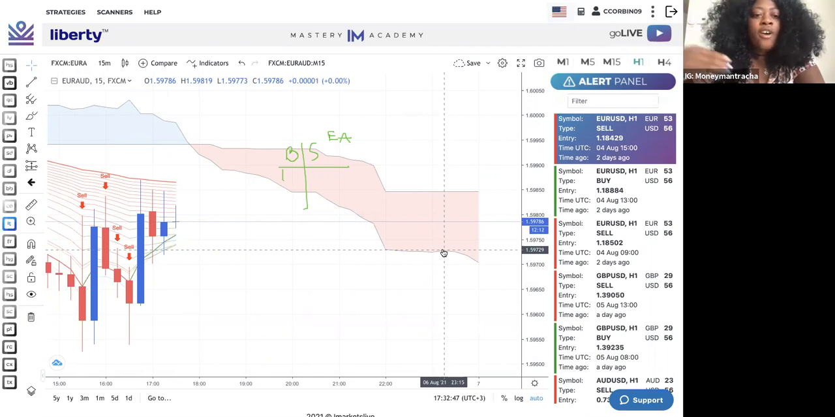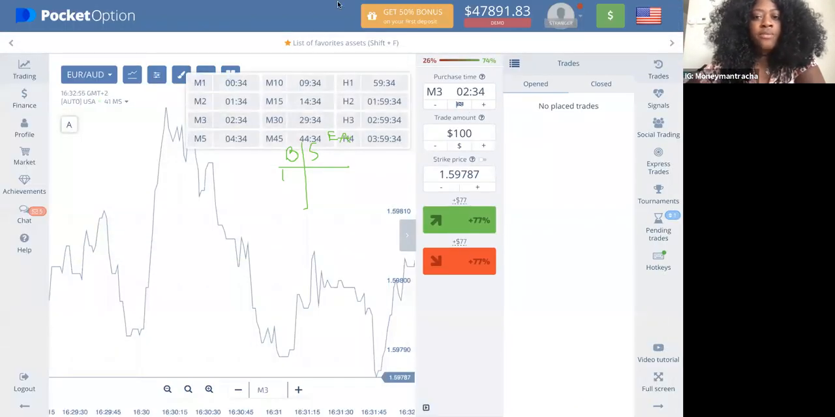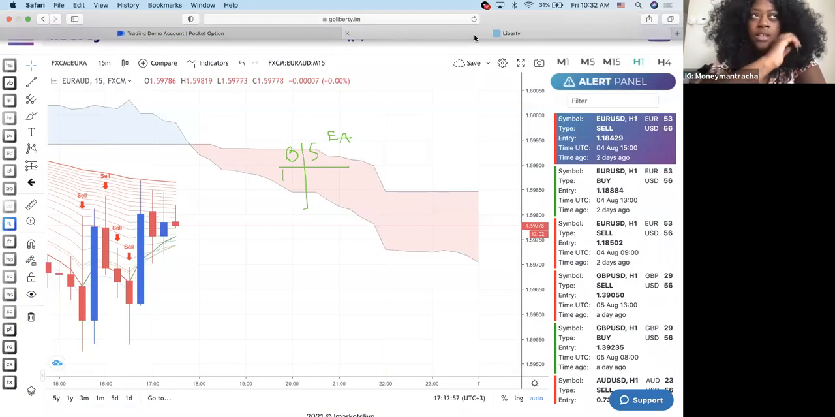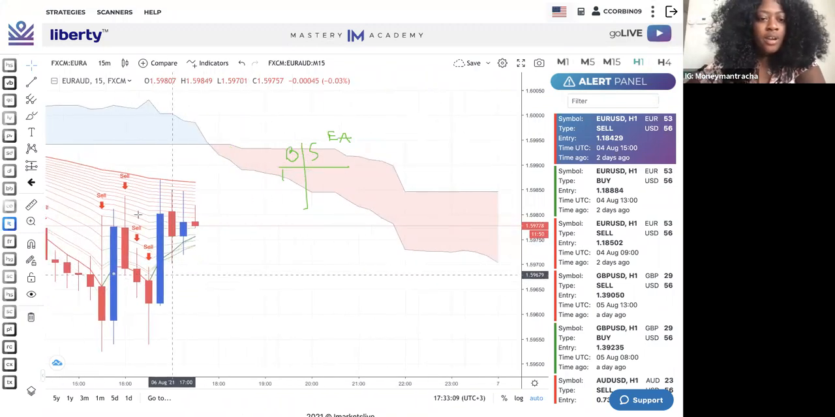Because we're going to check it on the 15. We're going to check it on the 5. We're going to check it on the 1. Right. And we are going to be using 3-minute trades if we're going to be using Webslinger. Because Webslinger is a strategy that you want to use when the market is trending very strong in one direction. The other strategies are for consolidation if the market is bouncing between 2 points.